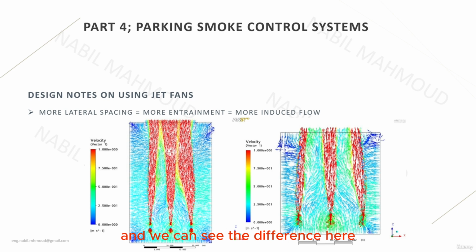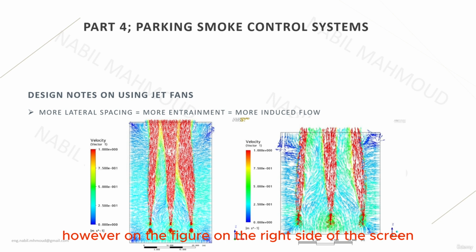And we can see the difference here between the figure on the left side of the screen and the figure on the right side of the screen. The figure on the left represents a proper spacing between each lateral jet fan, and this causes minimal to very small entrainment effect. As we can see, the majority of the flow is actually the discharge of the primary jet. There is very small entrainment-related airflow.